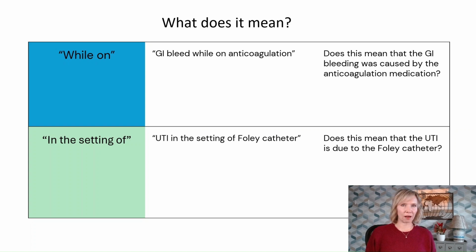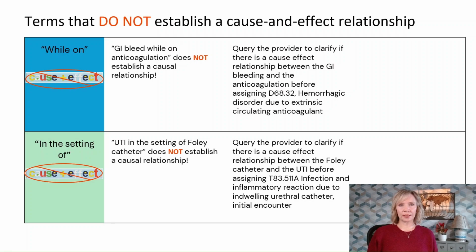Two phrases that often cause confusion among coders are "while on" and "in the setting of." For instance, when the documentation states GI bleed while on anticoagulation, does this mean that the GI bleeding was caused by the anticoagulation medication? Similarly, when the documentation states UTI in the setting of Foley catheter, does this mean that the UTI is due to the Foley catheter? Neither of these terms establishes a cause and effect relationship.